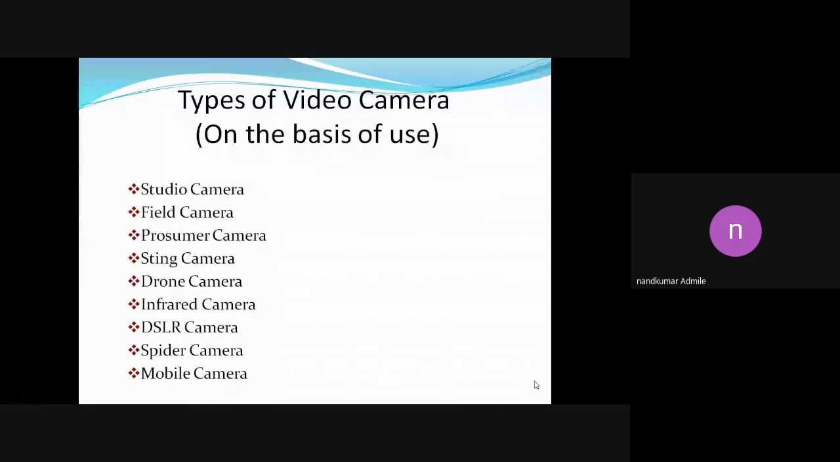So in many applications we can use the DSLR camera. Okay, so these are the various types of video cameras. Depending on the use, we can use any one of these cameras. For a specific application, we can use a particular camera. Okay, so our mobile camera is also a type of video camera.